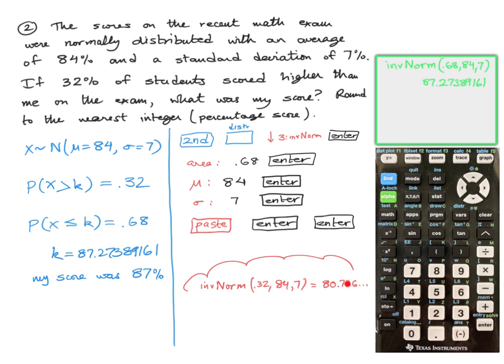So I would know something went wrong here because my score should be better than the average because only 32% of students scored higher than me. So I would know something is wrong, and hopefully I would then realize that I've forgotten to rewrite this as an x less than or equal to statement in order to do the problem.